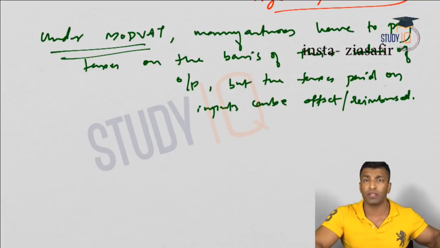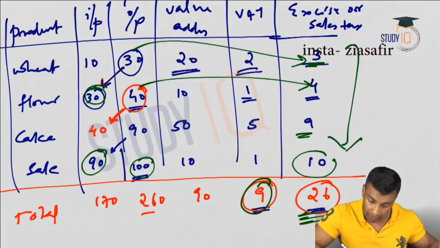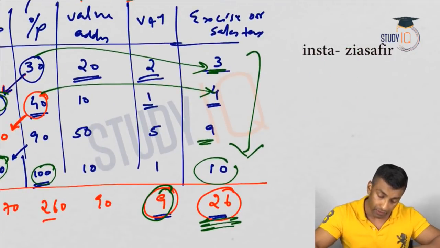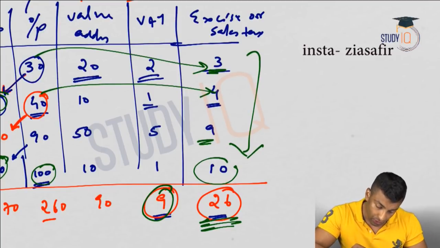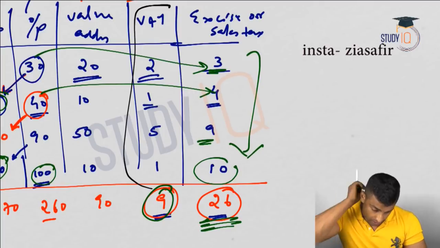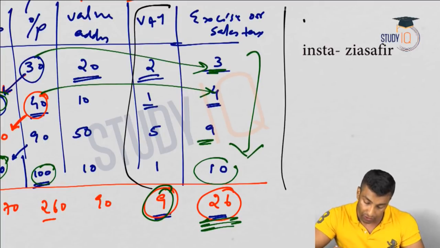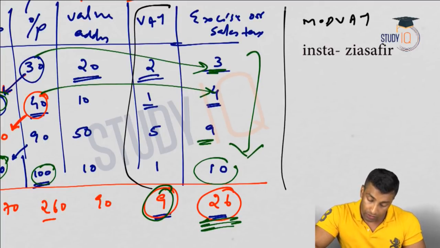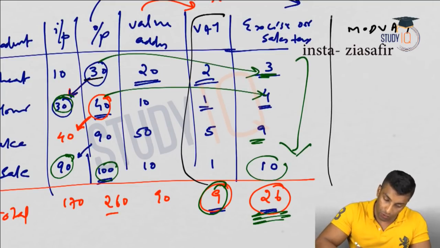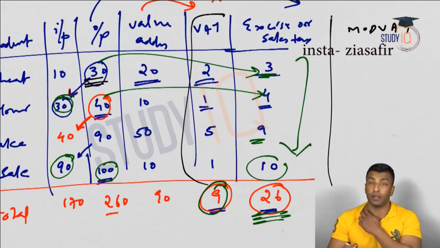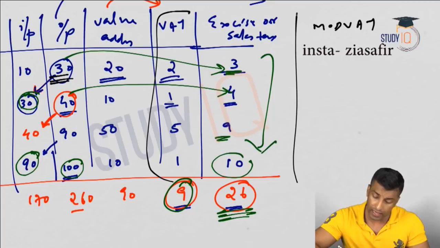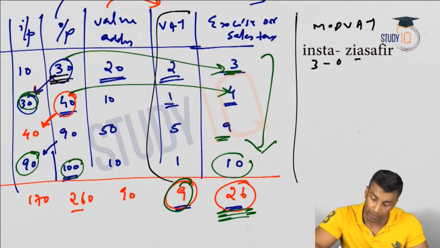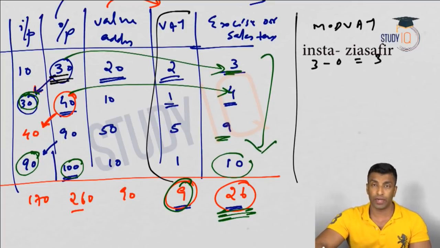Now if you go back to that previous table, we can understand it in a much better way. Let me take that table. So you have seen here, let's take these last two columns. Let me draw one more column. What will be MODVAT here? Output is 30, right? But there is no tax paid for input, which is mentioned here. So you have to pay that entire 3. So it's actually 3 minus 0, which is 3. So there is no reduction there.